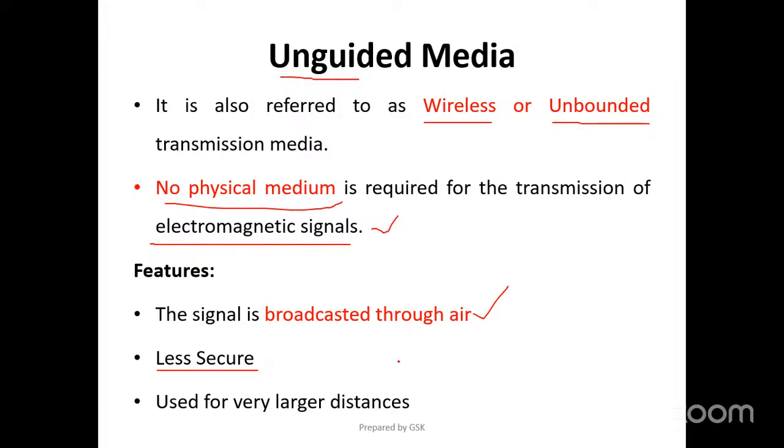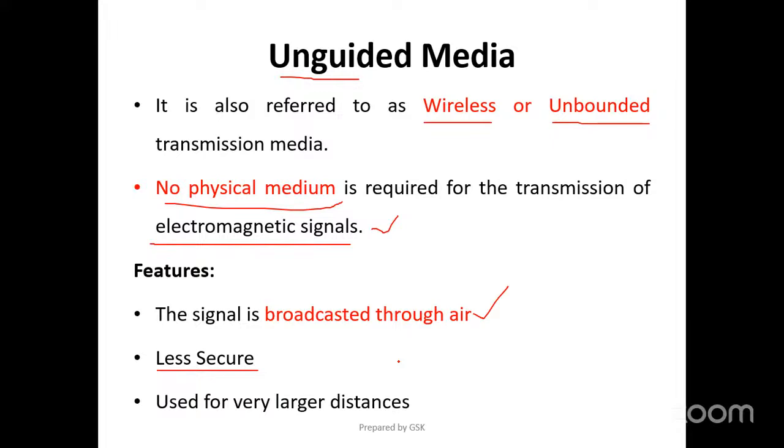As I covered just now, whenever you use cables in any network, the cable network is more secure than the wireless network. Wired network is more secure. This is a common rule. As unguided media is a wireless media, it is less secure compared to the wired.